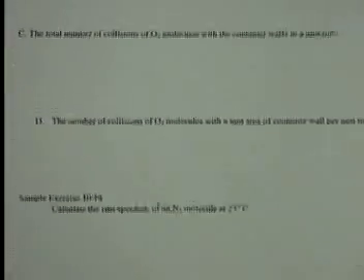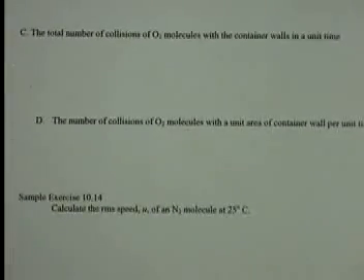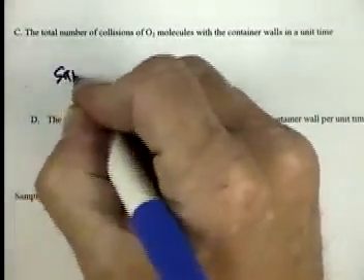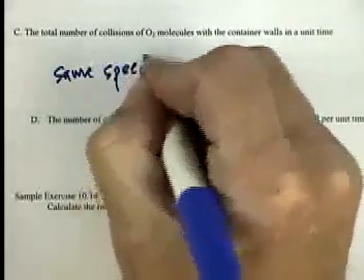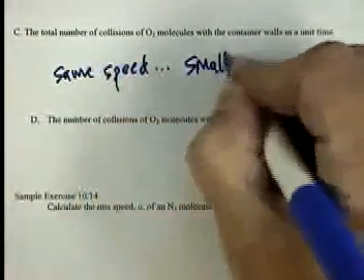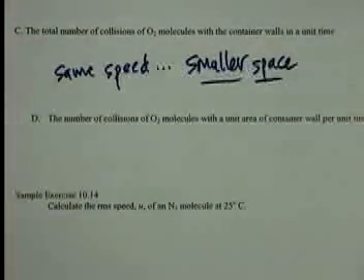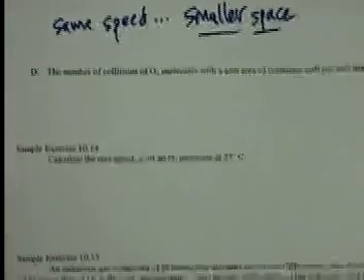Letter C. Let's look at C. The total number of collisions of O2 molecules with the container walls per unit time. Well, the number of collisions will increase because the molecules are moving at the same rate, but in a smaller space. So the molecules are at the same speed, but smaller space. So what does that mean? Well, you squash the molecules into a smaller space, they're obviously going to collide a little bit more.